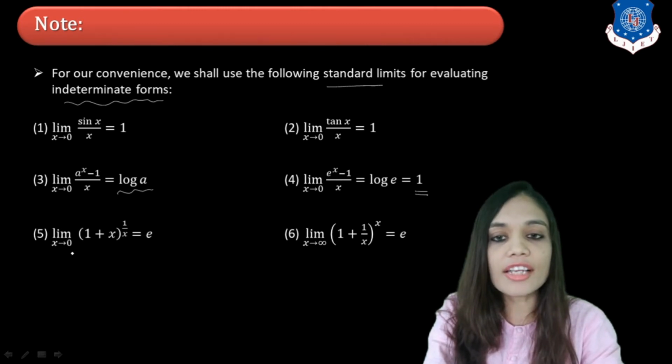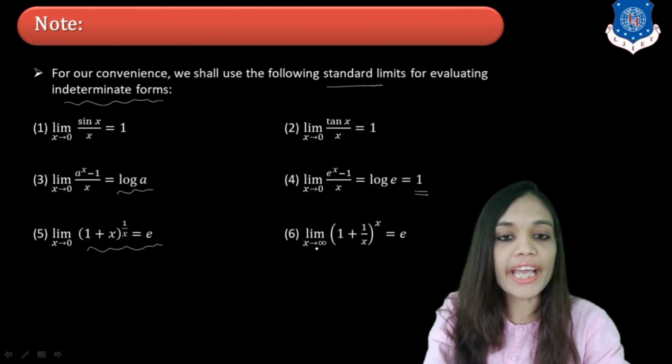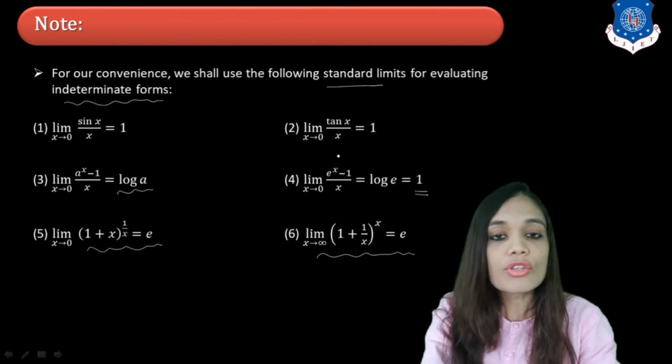Next, limit x tends to 0 (1 plus x) whole raised to 1 upon x will be equal to e. Very important identity. And limit x tends to infinity (1 plus 1 upon x) whole raised to x will be equal to e. So all these limits can be evaluated using our L'Hospital's rule.